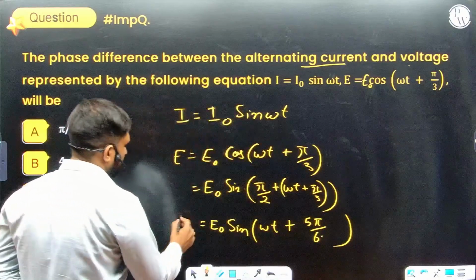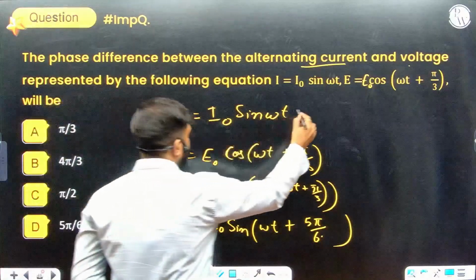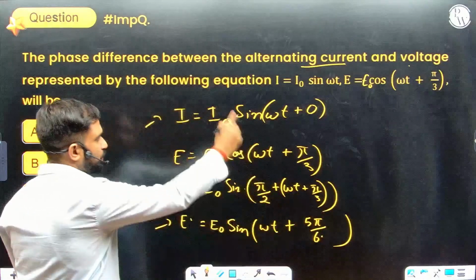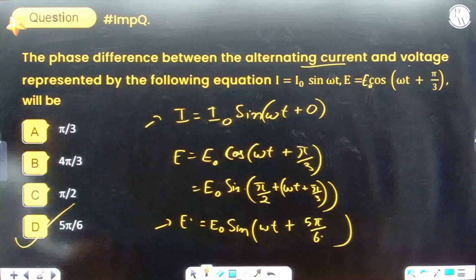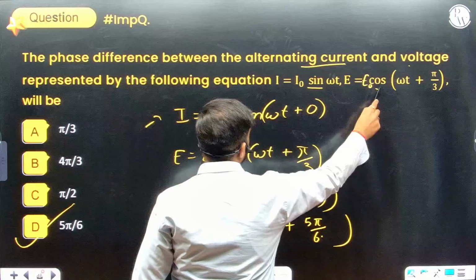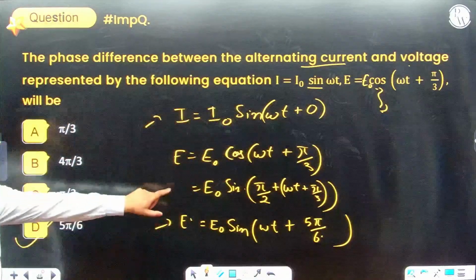Now I have to compare current and voltage. The current doesn't have anything added, it is just 0. The voltage has 5 pi by 6. So what's the phase difference? 5 pi by 6, the last option. So what was the important point? If one is sine and the other is cos, convert one of them so both are in sine, just convert it properly.